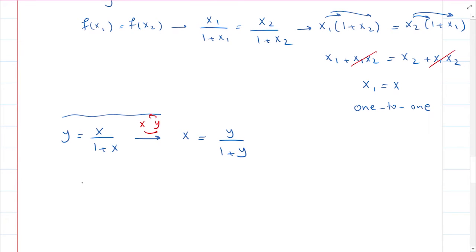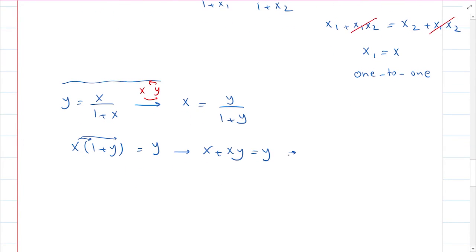I cross multiply, that gives me x times (1 plus y) equals y. Then I'm going to distribute this x, that gives me x plus xy equals y. Then I try to bring all the y values to one side. So y minus xy equals x. I'm going to factor out y, y times (1 minus x) equals x. And if I solve for y, that gives me x over 1 minus x.